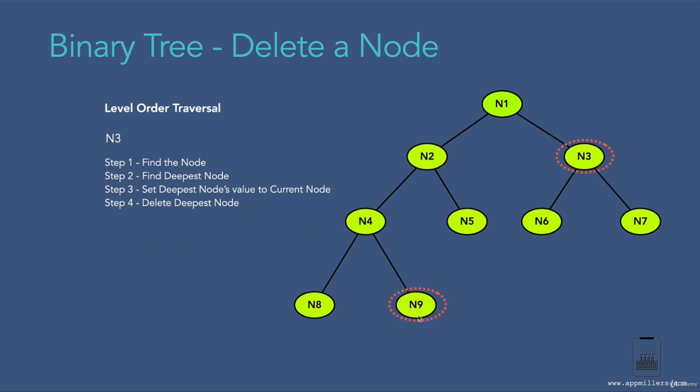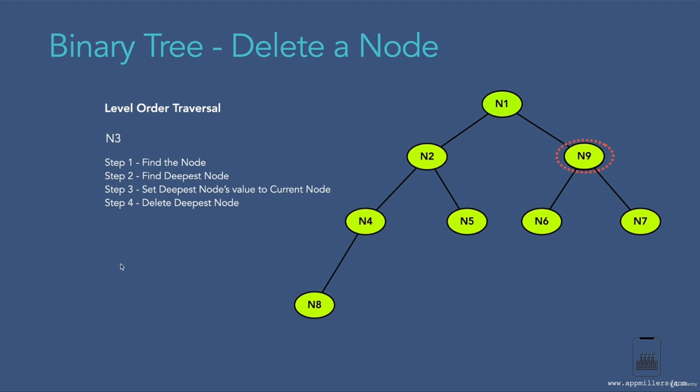Then we are going to take n9's value and set it to the value of the node which we want to delete. In this case, we want to delete n3, so we take n9 and update the value of n3 to n9. After doing this, we need to delete the deepest node from memory. The deepest node doesn't have any children, so it is very easy to delete because it's not affecting any other node. So we delete the deepest node from memory. With this, we have successfully deleted n3 from this binary tree, and the deepest node's value is now located in the location of n3.